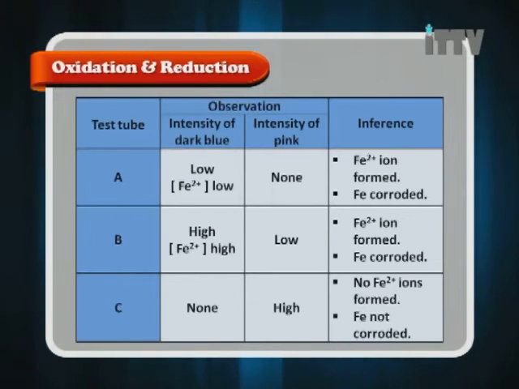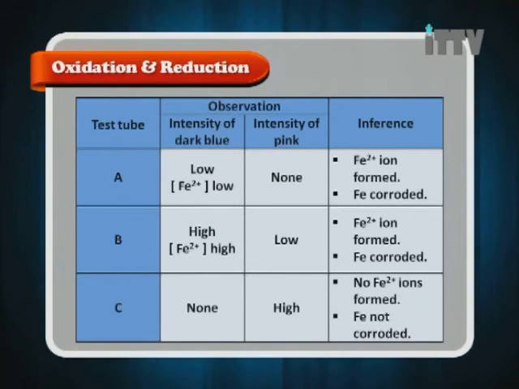In test tube A, the intensity of the dark blue was low, indicating that the concentration of Fe2+ is low. The intensity of the pink color, well, there is none in test tube A. So the inference will be that Fe2+ ion has been formed and iron has been corroded. In test tube B, the dark blue intensity is high, indicative of a high concentration of Fe2+ ions. Intensity of pink is low. This can be inferred that Fe2+ ion is also formed and Fe is corroded.